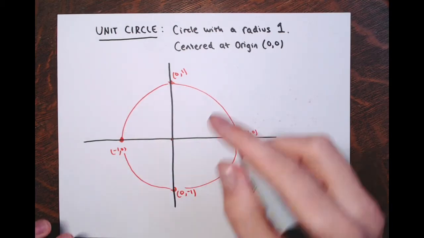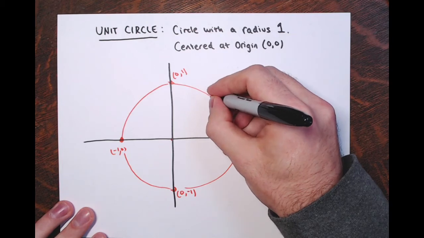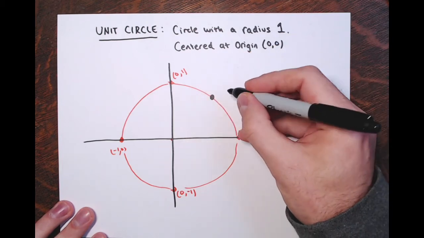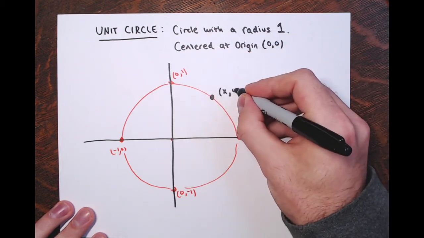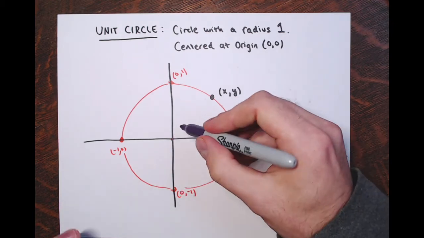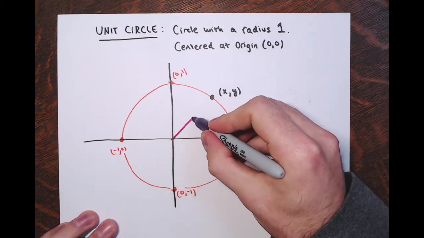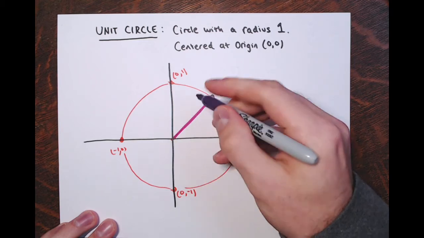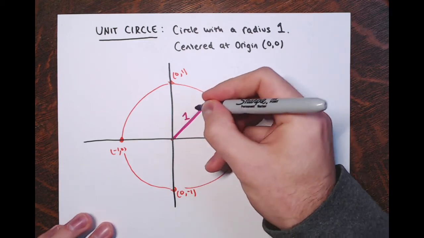Every single point, if you take any point here, like this point, has an x coordinate and a y coordinate, and it should be 1 unit away from the center. That's what it means to have a radius of 1. So from the origin here, this distance should be 1 unit.